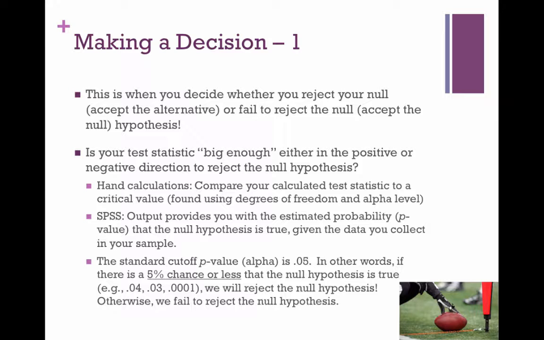If we have SPSS, our output is going to give us our p-value, and we compare that p-value to our alpha level. The standard cutoff, when we set our alpha level, is 0.05. So again, in other words, if there is a 5% chance or less that the null hypothesis is true, then we'll reject the null hypothesis. So if we get a p-value of 0.04, or 0.03, or 0.0001, then we're going to go ahead and reject the null hypothesis and accept our alternative hypothesis.